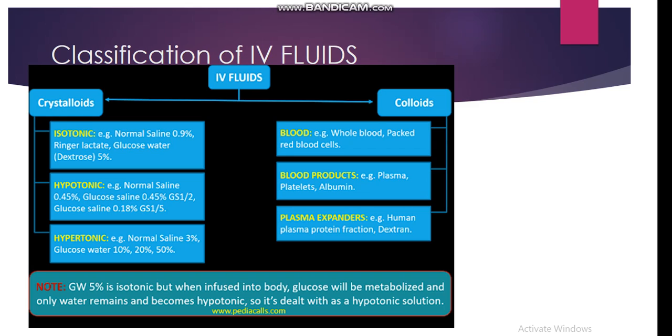They are broadly divided into three groups: isotonic, hypotonic and hypertonic. Examples of isotonic solution are normal saline or lactate ringer solution. Hypotonic is half saline, or half the percentage of normal saline, which is 0.45% normal saline. Hypertonic solutions are solutions with very high concentration of solute, for example 5% saline, 10% saline.